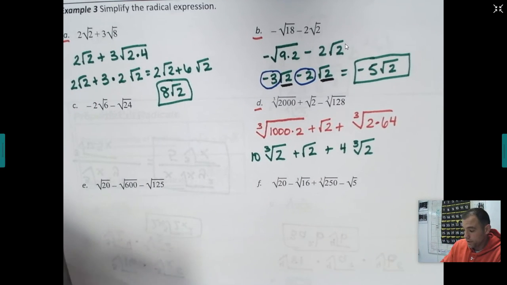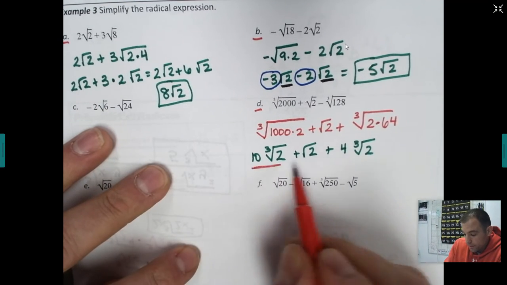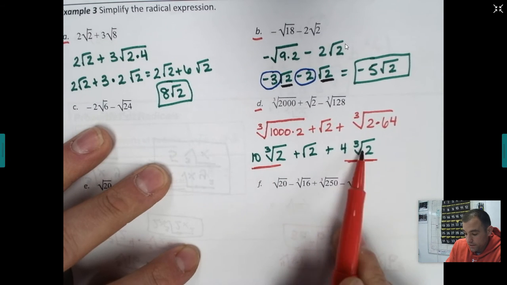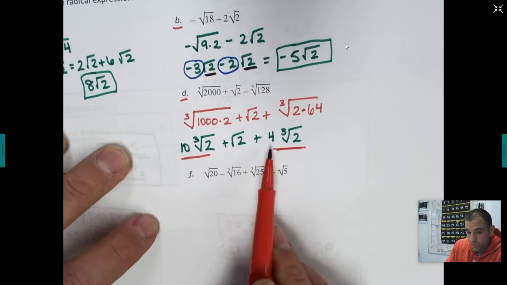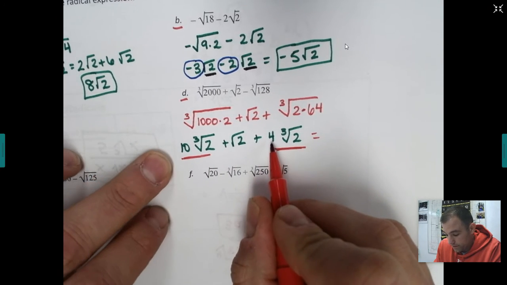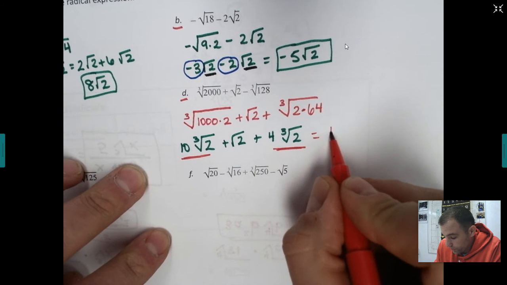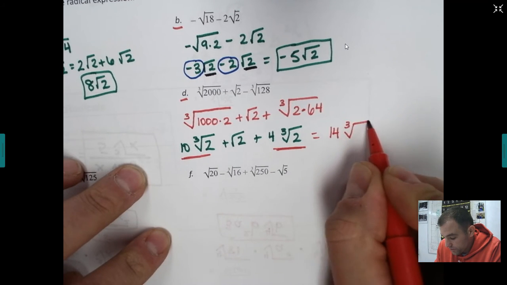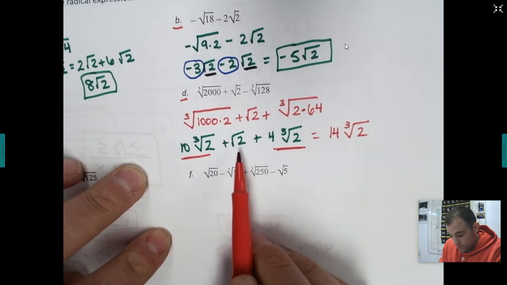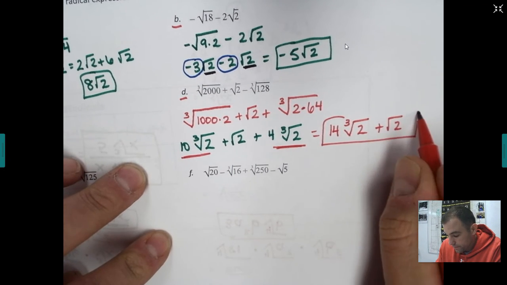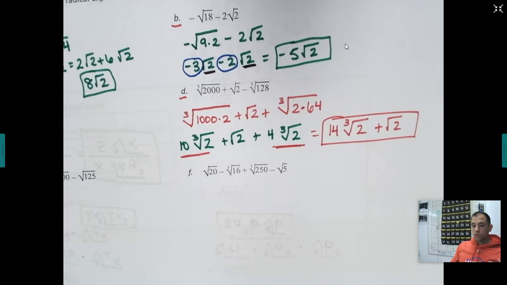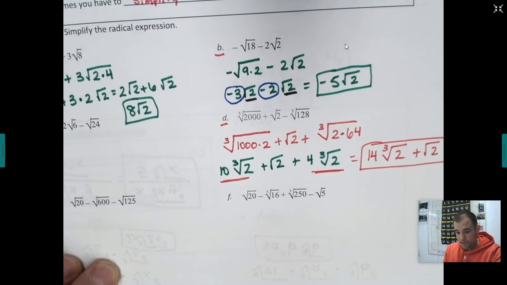All right, so now you see this one and this one have the same index. They're both cube roots, and they have the same radicand too. So those are the only 2 that I can put together. So I just add the numbers in front like before. 10 plus 4 is 14. The cube root and 2 stay exactly the same. In this one, the square root of 2, there's nothing I can do with it. It stays exactly the same. Okay? So try to simplify it, okay? Use that power card, let it help you out, all right? Okay, so that's adding and subtracting, all right?